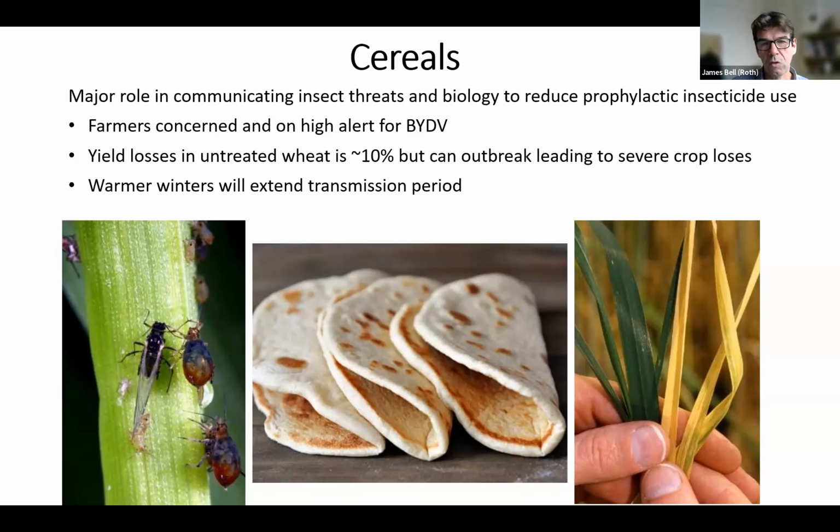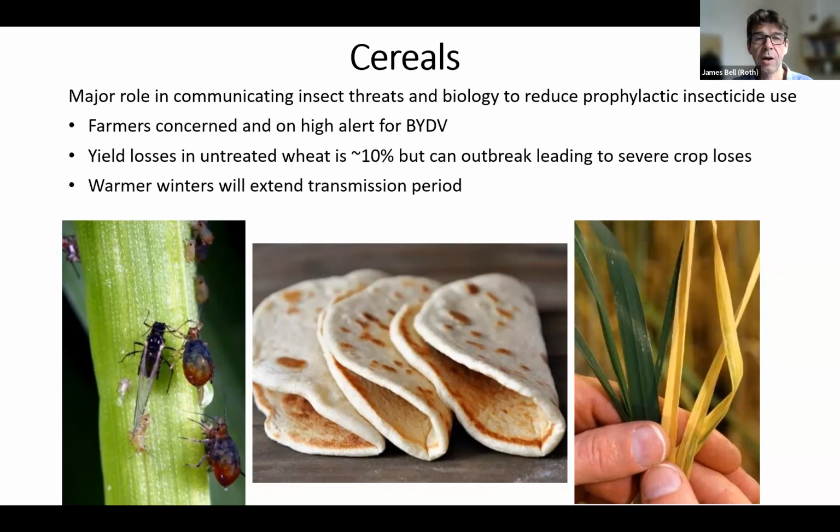They transmit a virus called BYDV, barley yellow dwarf virus. And typically that has a yield effect of about 10%, reducing the seed heads through the virus transmission. Now, warmer winters are extending the transmission period, which means that next year, when we are expected to have a super El Niño effect, i.e. a very warm winter and a super hot summer, we're expecting these cereals to be greatly affected because the migration of the aphid will be early, and I'll show that graph a little bit later.